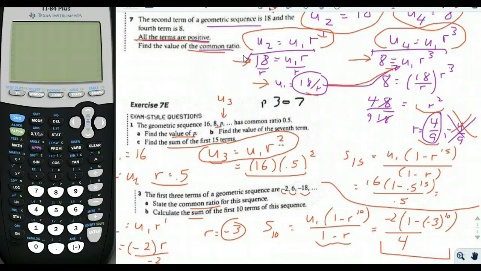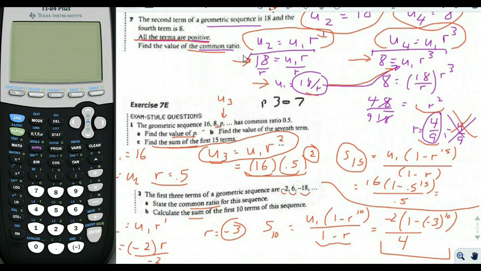Okay? So the first term is 16, so we put that in for U1. The R value is 0.5, so we put that in for R. And then it's squared because n minus 1 is 2. Okay? So you can just put that in your calculator and calculate that out. Next thing they want you to know is find the sum of the first 15 terms. The sum of the first 15 terms would be S15.